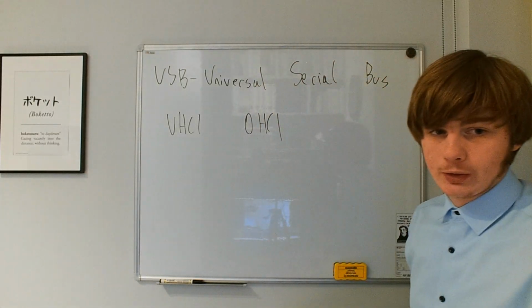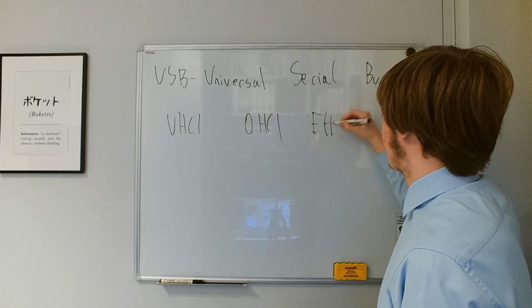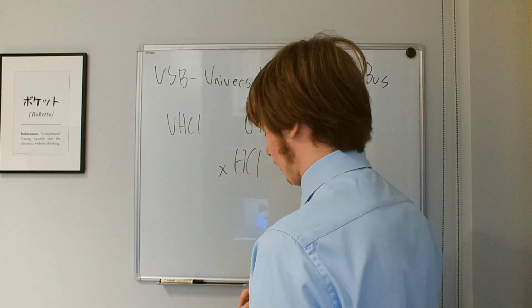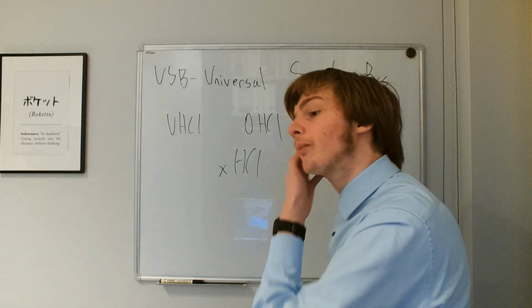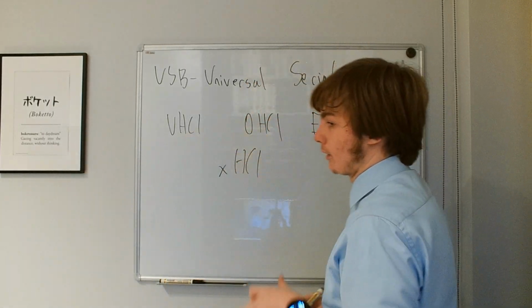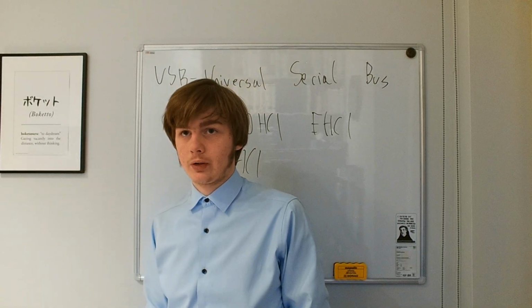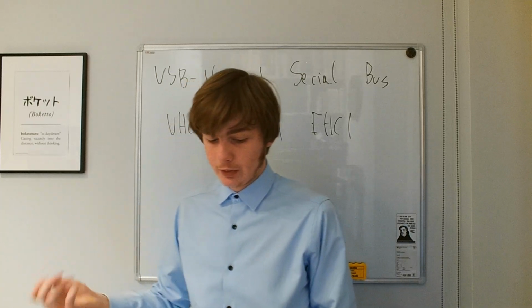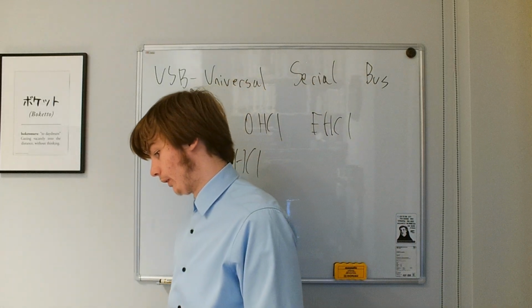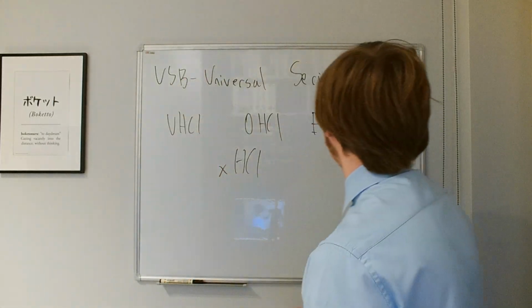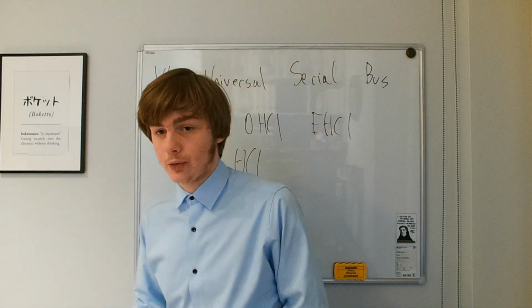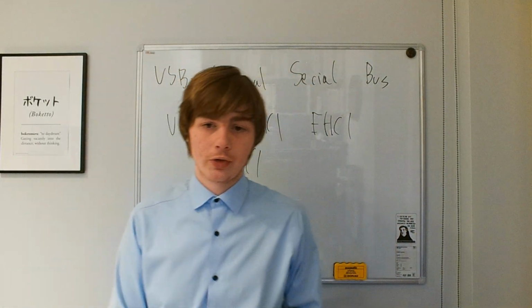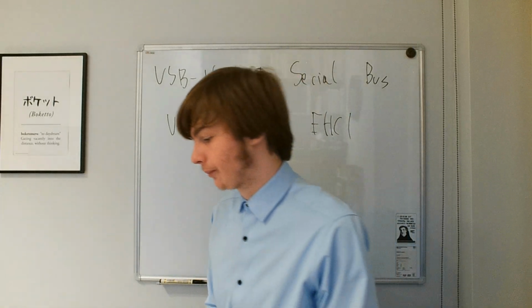OHCI, the Open Host Controller Interface, EHCI, Enhanced Host Controller Interface, and the newest one is XHCI, the Extensible Host Controller Interface. So UHCI and OHCI were the first ones. They supported USB 1.0, slow transfers. Then when faster transfers came along with the standard called high speed, they decided that a new host controller interface standard was necessary, and that's how EHCI came to be. And EHCI is probably my favorite USB controller.